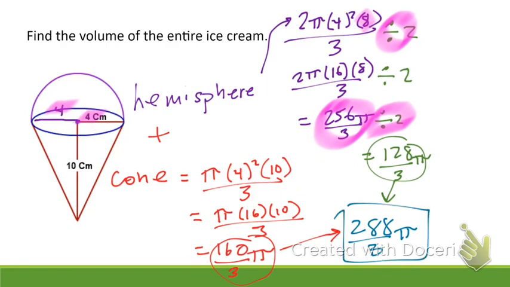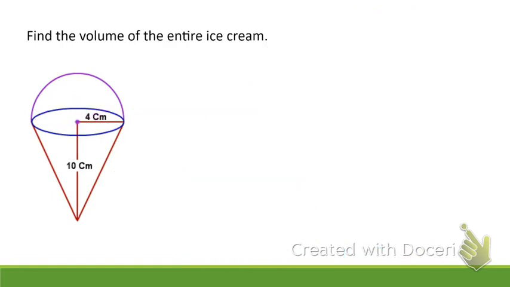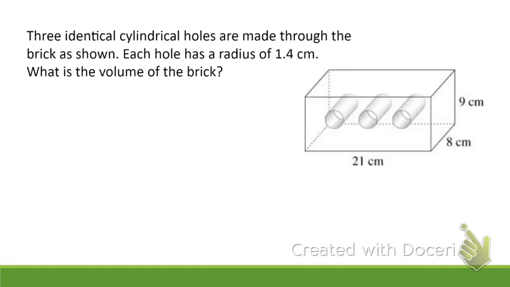288 over 3 pi, and of course, centimeters cubed. So that one's a fun one. You may see a problem like that on next week's or this week's quiz. All right, let's see what else we got here.